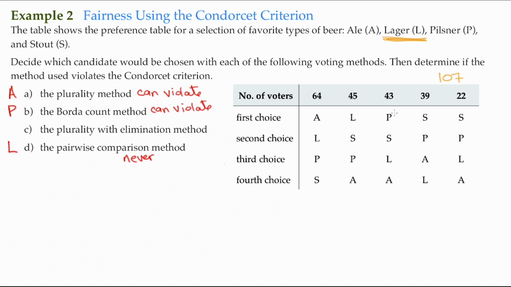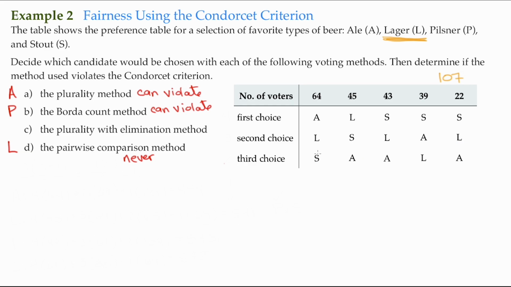And that looks like Pilsner right here. 39 and 22 for Stout, that's 61, but Pilsner right here. So we just go through and cancel them. And then wherever they're canceled, everybody below that shifts up in ranking. So this is what it should look like. We still don't have a majority. 43, 39, and 22, that's 104. We'd have to have 107 or more, so we still haven't reached a majority, so we do the elimination again.